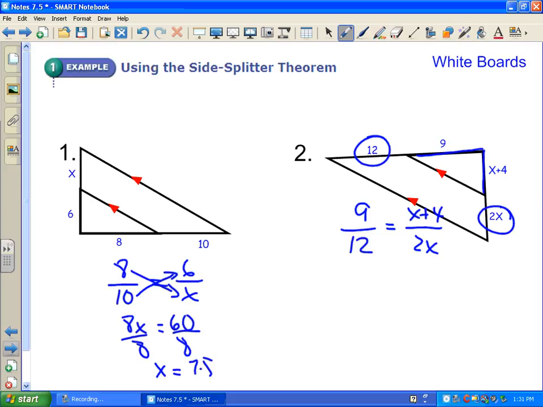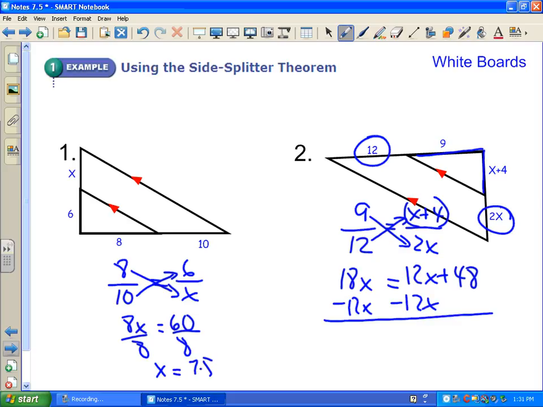Now, this problem is not going to be just cross multiply and divide. We're going to cross multiply and get 18x. We're going to go 12 times both of these, so it's going to be distributive because you have to do 12 times everybody who's across from him, and that'll be 12x plus 48. Then you can subtract 12x to bring all your x's to the left, which is very important in mathematics to have your x's on the left. So how much does that make?